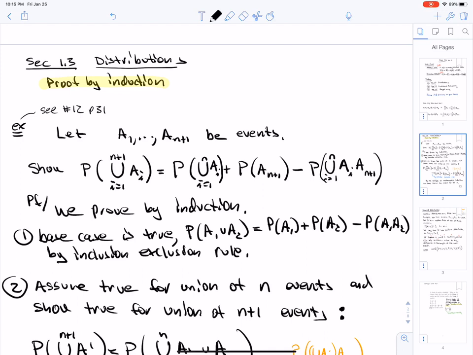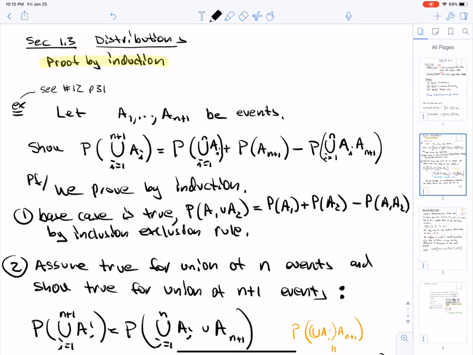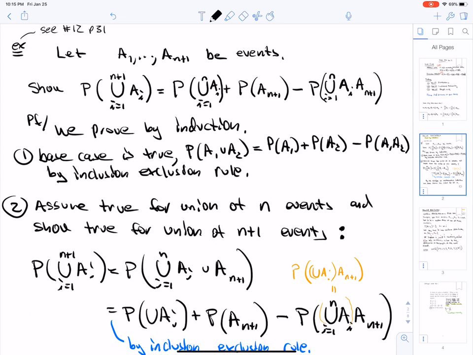So we have n plus 1 events, and we want to show that the probability of this union has the expression shown here. To prove this by induction, we show the base case, which is when n is 1, and that is actually just the inclusion-exclusion rule, so that is true. Now we're going to assume that this is true for a union of n events, and we're going to show it's true for a union of n plus 1 events.